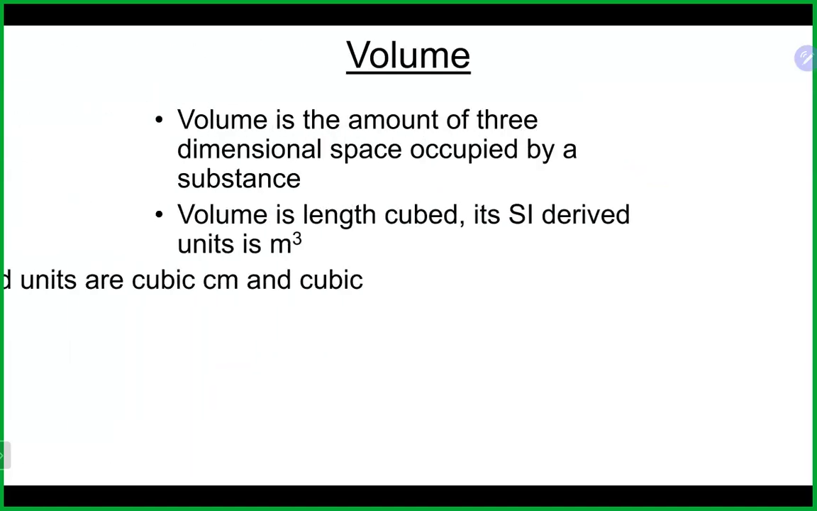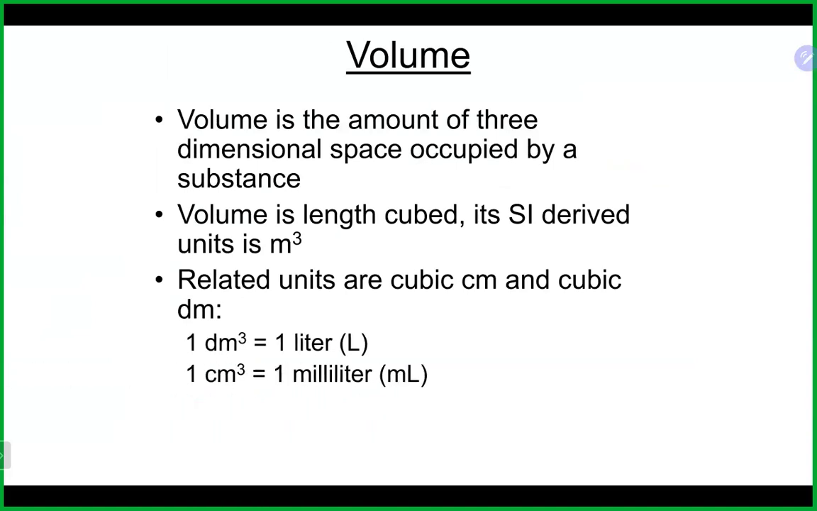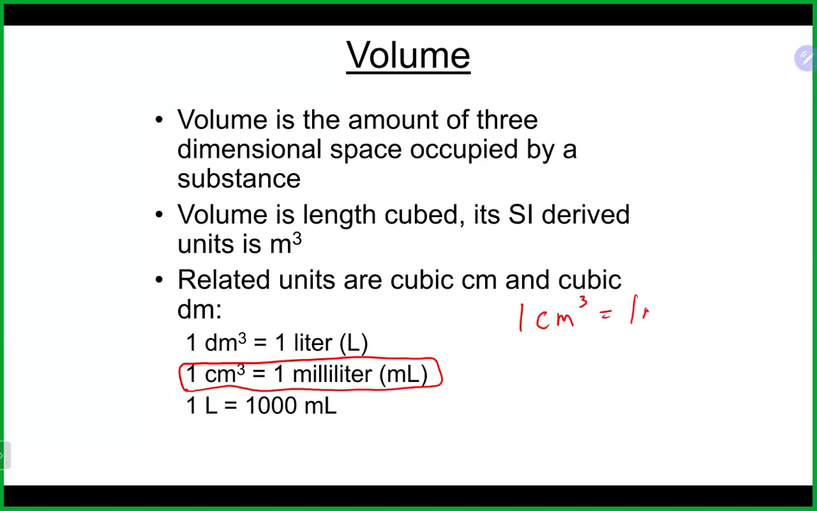Talk a little bit about volume. Volume is the amount of three-dimensional space that is occupied by a substance. Volume is meters cubed. So here's some conversions that are useful. 1 decimeter cubed is equal to 1 liter. 1 centimeter cubed is equal to 1 milliliter. So that is a conversion that you need to know. That is 1 cubic centimeter equals 1 milliliter, basically.